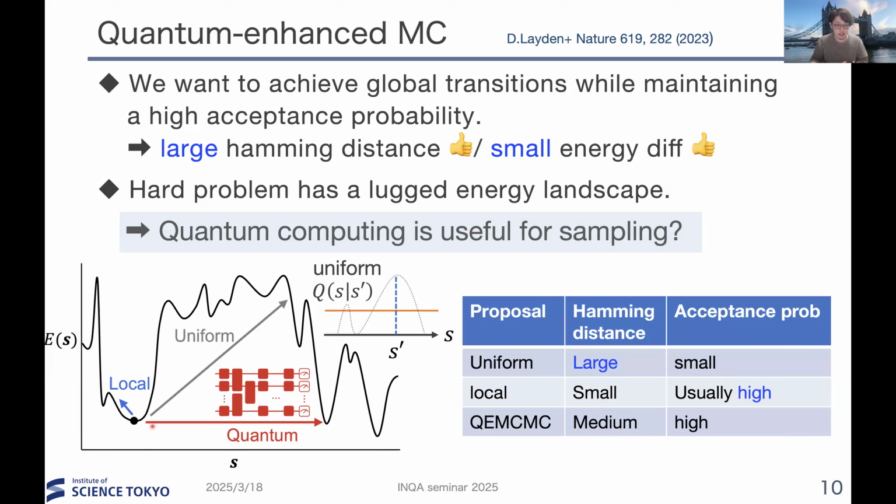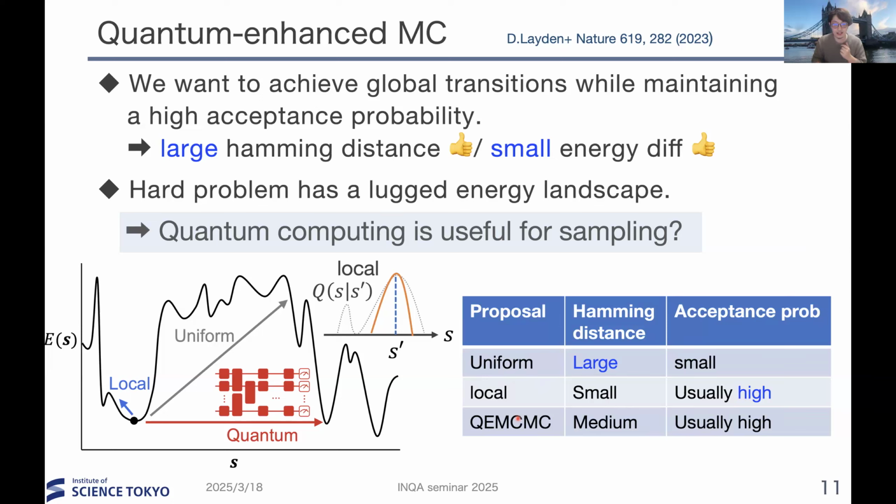For the local update or one spin update, the next state is concentrated on the Hamming distance 1. However, the energy difference between the current one and the proposed one is very small. So this means that the acceptance probability is usually high. So this is a local update characteristic.